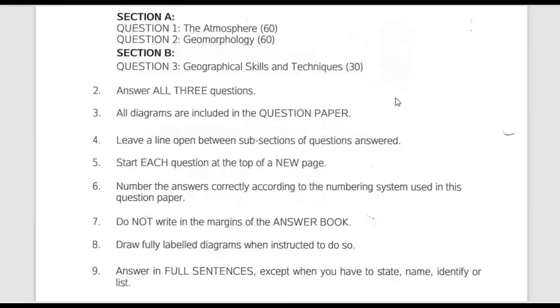And then we have our geographical skills and techniques, which is map work, out of 30 marks. So that is the expected structure of the June paper. It will have those three aspects: covering term 1 work, which is the atmosphere, and term 2 work, which is geomorphology, inclusive of geographical skills and techniques out of 30 marks.